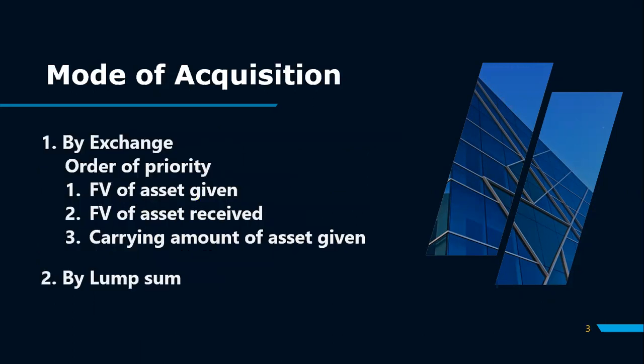We have mode of acquisition by exchange or by lump sum. If it is acquired by exchange, we have order of priority, which is first the fair value of the asset given. If wala itong number 1, we have the fair value of the asset received or the carrying amount of the asset given. If by lump sum, if 2 or more equity securities are acquired at a single cost or lump sum, the single cost is allocated to the securities acquired on the basis of their fair value.